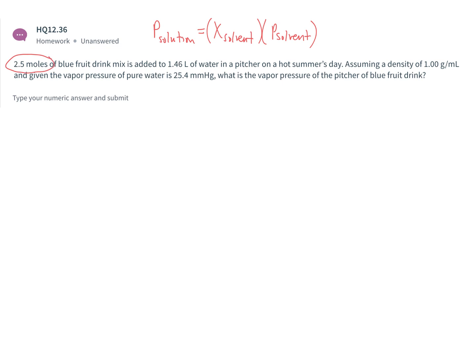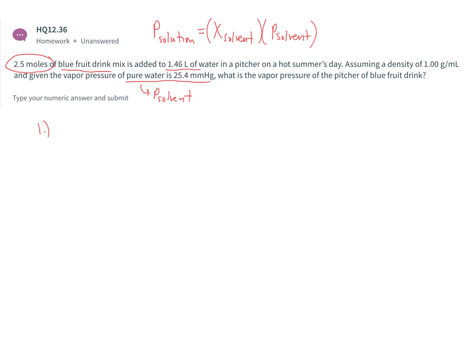We've got 2.5 moles of basically this solute, this blue fruit drink mix that we're adding to 1.46 liters of water. Given the density and given our vapor pressure, this is the vapor pressure of my solvent. What is the vapor pressure of the solution, of the blue fruit drink? So same thing as last time, we have to find my mole fraction first, right?